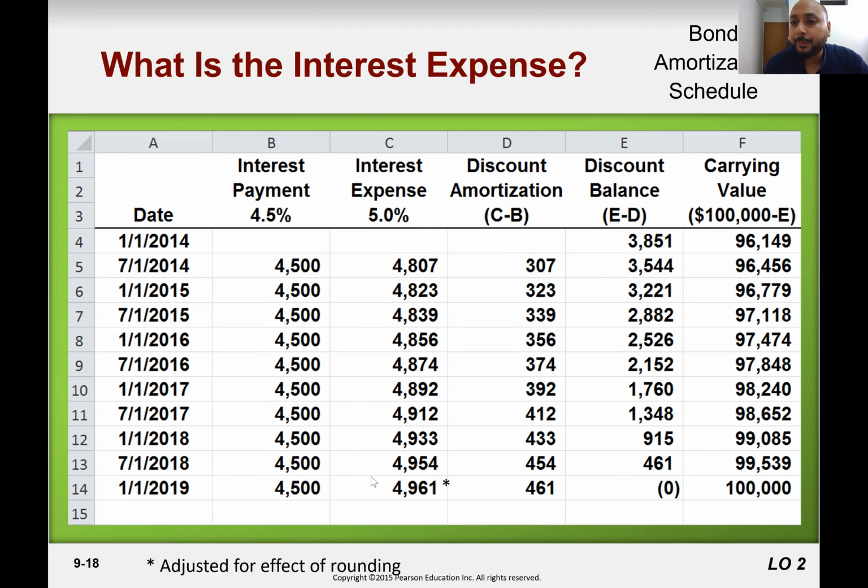Now our book value is 96,456 multiplied by 5%. Answer is going to be 4,823. So interest expense, you see, is greater than interest payment. The difference we add to book value and subtract from discount.